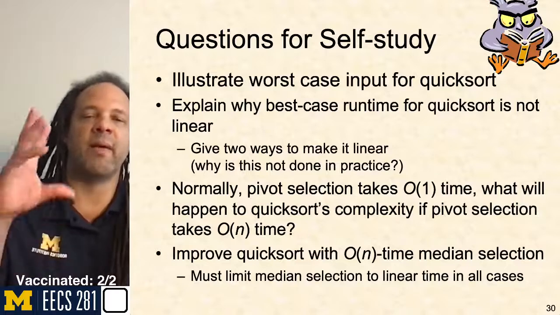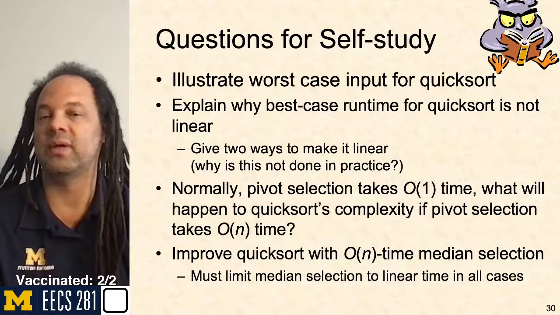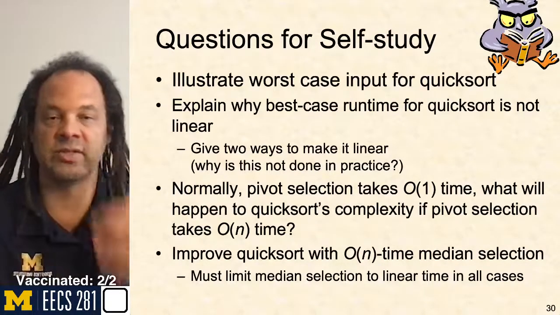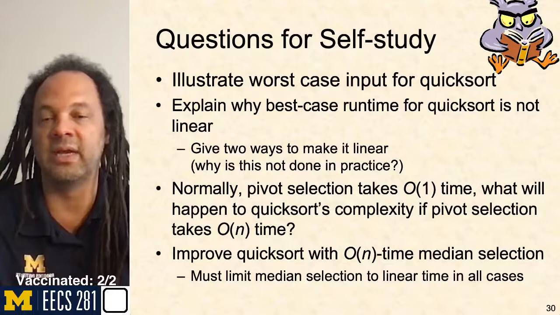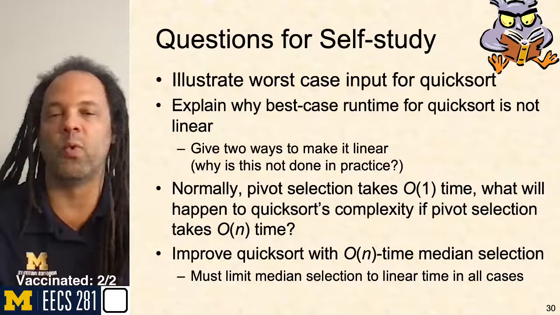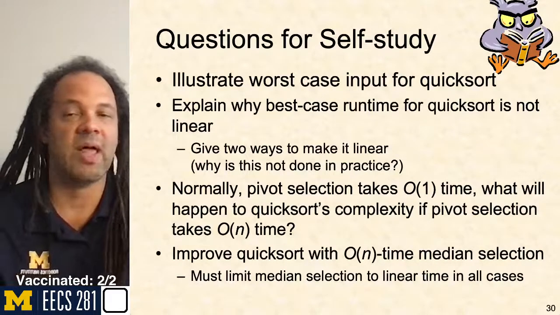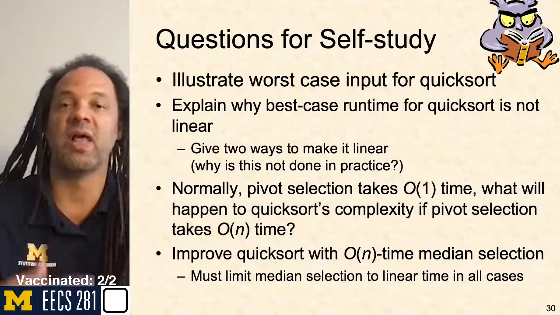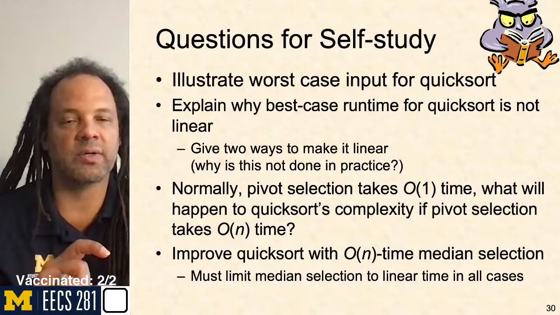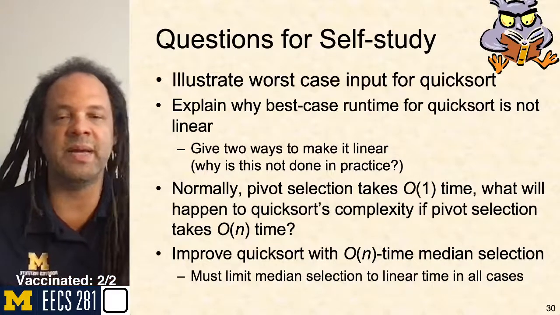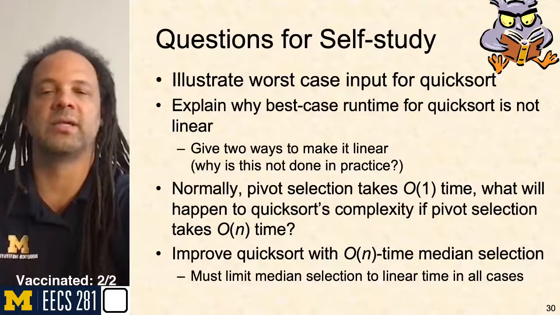So explain why the best case runtime for Quicksort is not linear. Is there a way to make it linear? Why can't we do this? Normally the pivot selection takes a constant amount of time. What happens if we slow that down a little bit and take a linear amount of time? So the what happens part of that question is, how does that affect the algorithm? And you can figure out how that affects my recurrence relation to figure out how that affects my algorithm. So, improving Quicksort with linear time median selection. Can you pull that off? These are things that you can practice and study as we're moving forward.